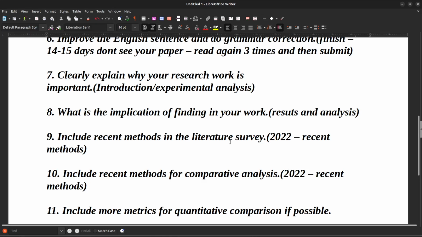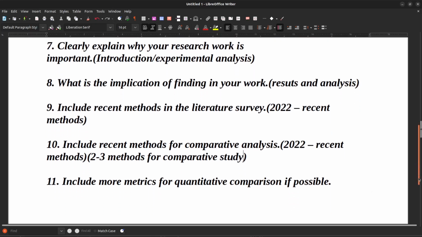So that is important. At least you should cover 2 to 3 state of the art methods for comparison, for the comparative study. Better is if you take 3, but sometimes other methods are not available, so 2 is fine. One method for comparison is not sufficient in general.